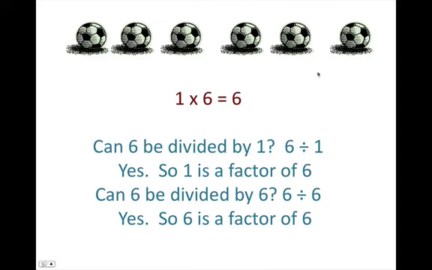So let's see. Okay, right here we have one row of 6 soccer balls. So we can express that as 1 times 6 equals 6. Can 6 be divided by 1? 6 divided by 1? Yes. So 1 is a factor of 6. Can 6 be divided by 6? Yes. 6 into 6 goes 1 time. So yes, 6 is a factor of 6.